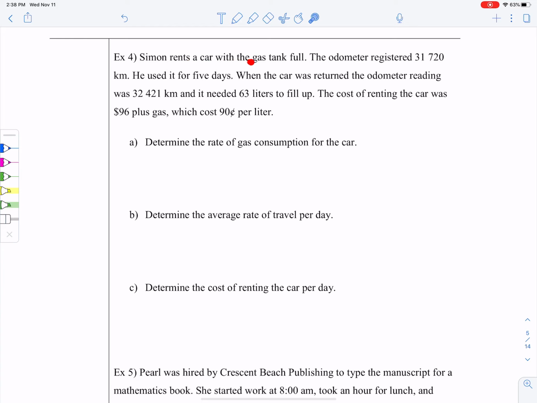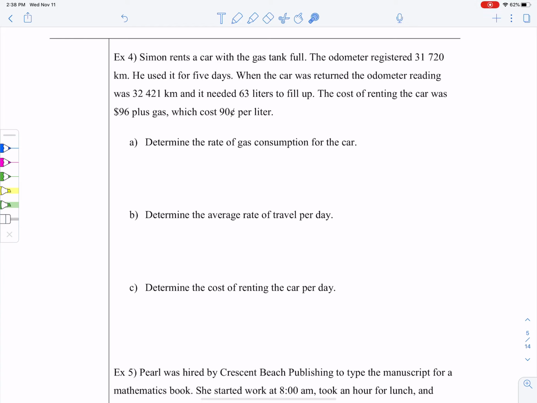Simon rents a car with a gas tank full. The odometer, so that's how much the car has traveled, registers 31,720 kilometers. He used it for 5 days. When the car was returned, the odometer reading was 32,421 kilometers, and it needed 63 liters to fill up. The cost of renting the car was $96 plus gas, which cost 90 cents a liter.